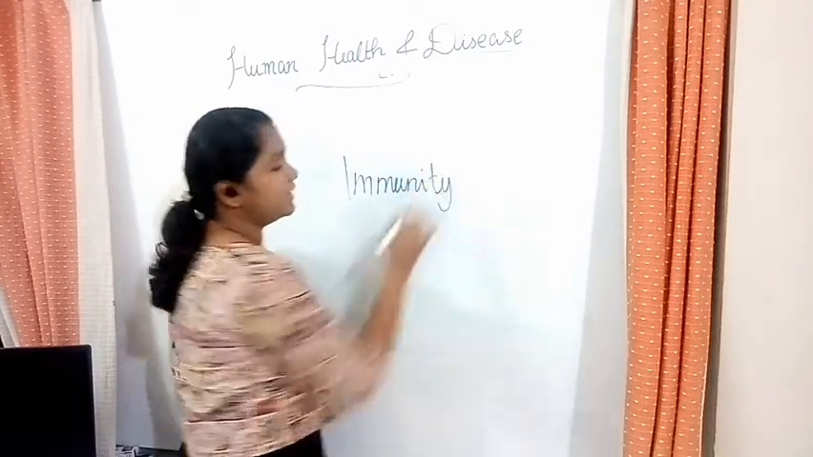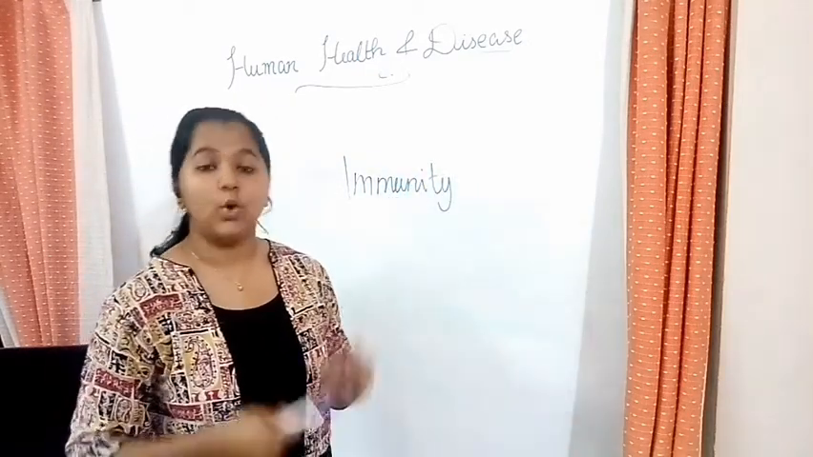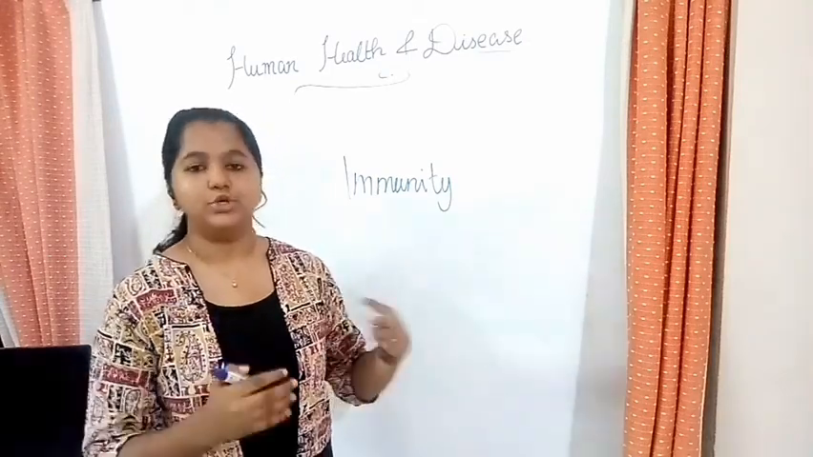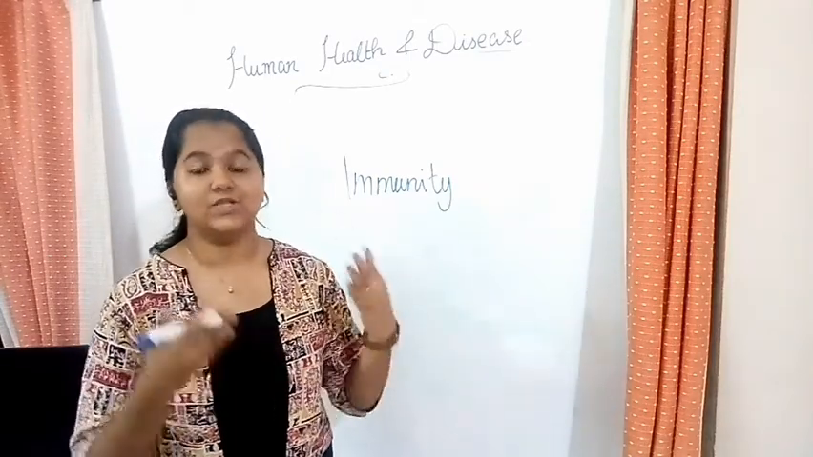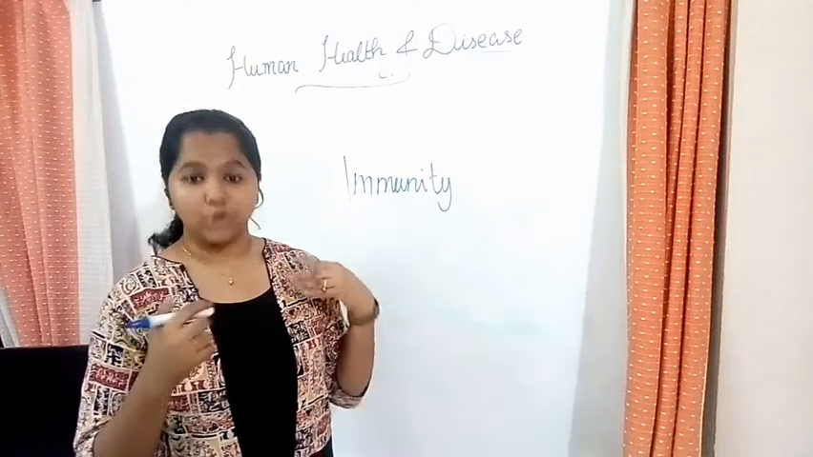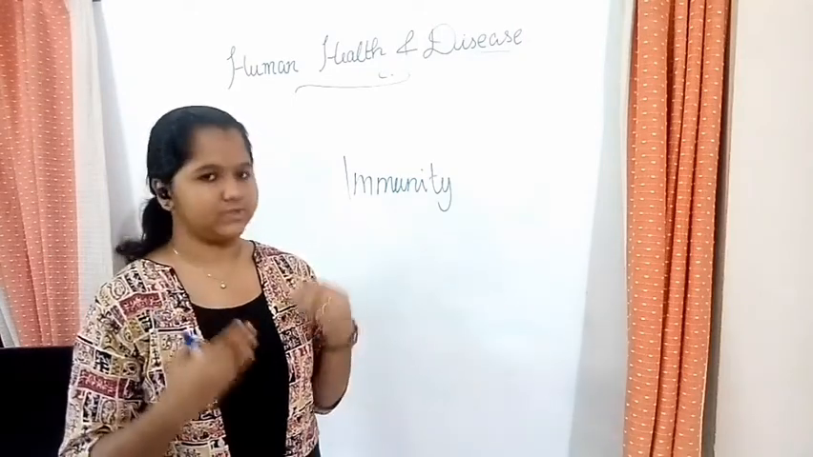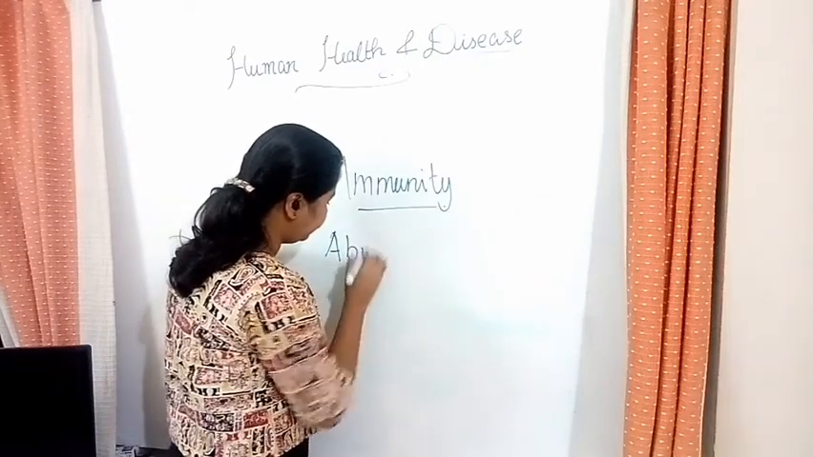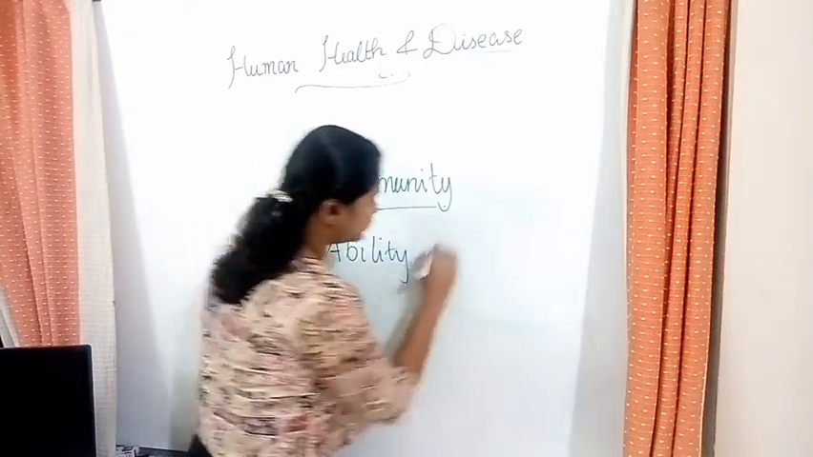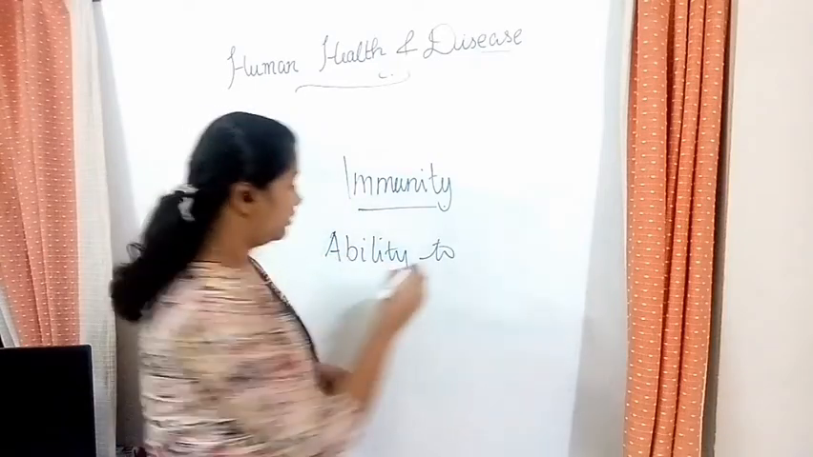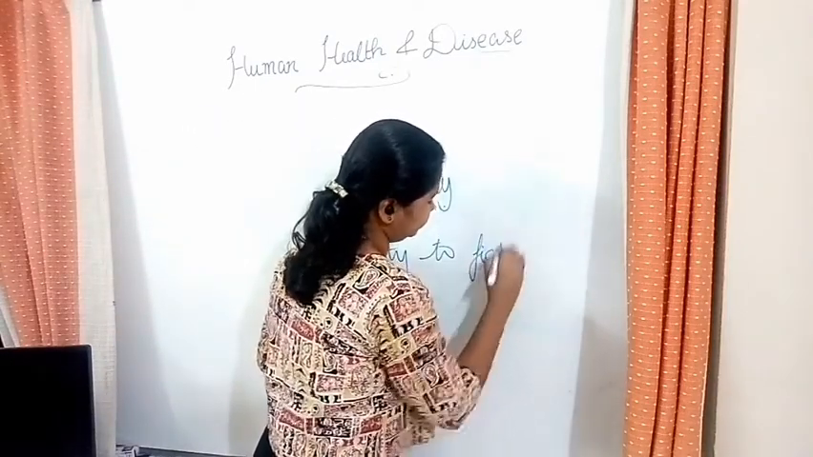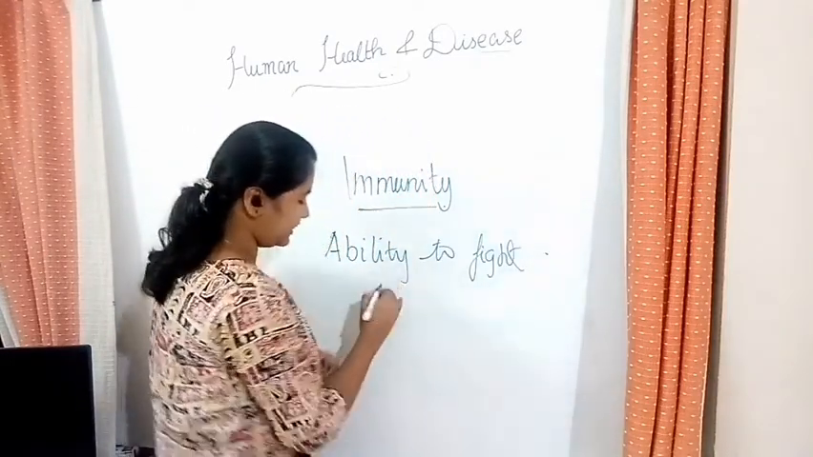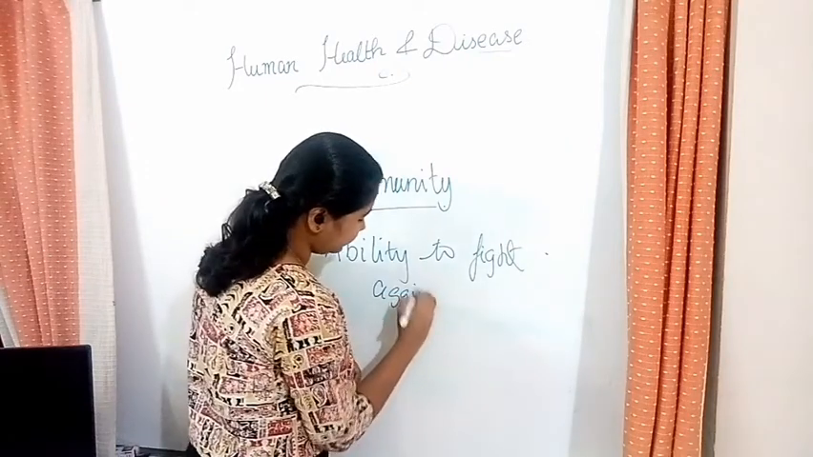So immunity is the total ability of a host to fight against disease-causing organisms, conferred by the immune system. Okay, so what is it? It is an ability to fight against diseases. If you say it in simple words, this is the definition.